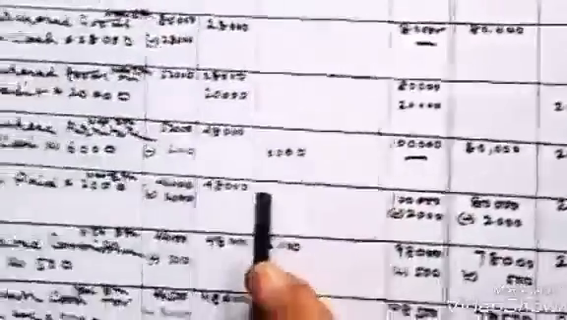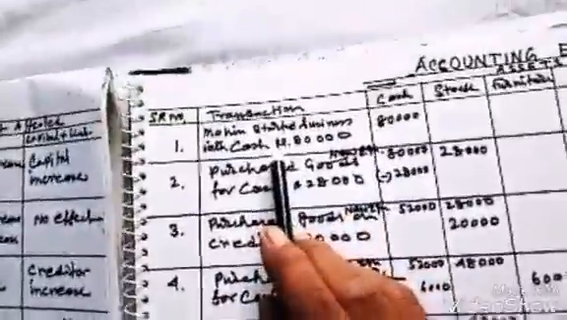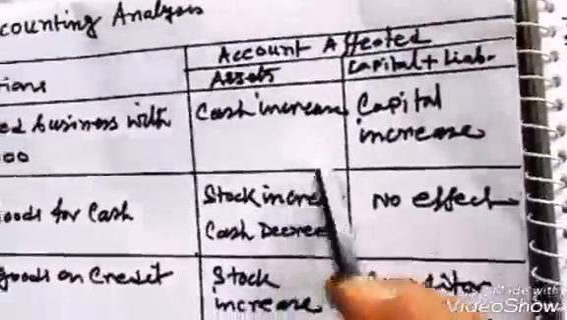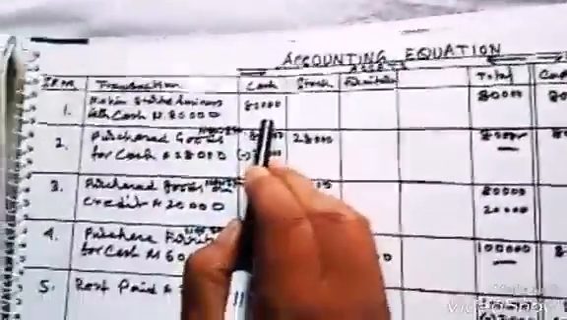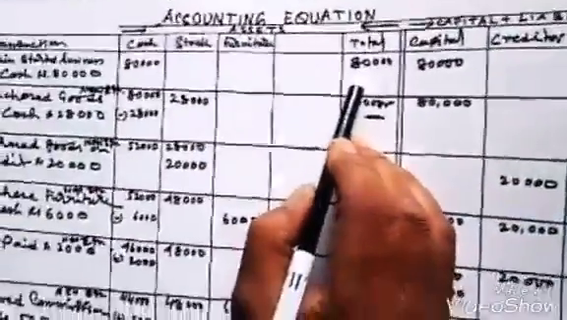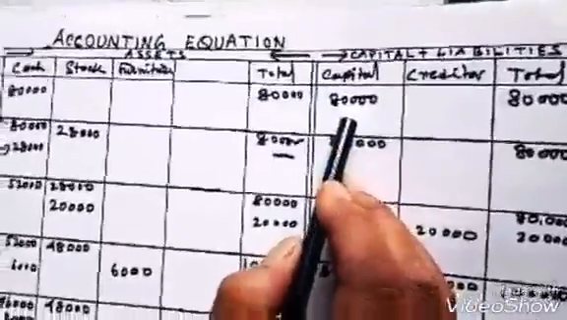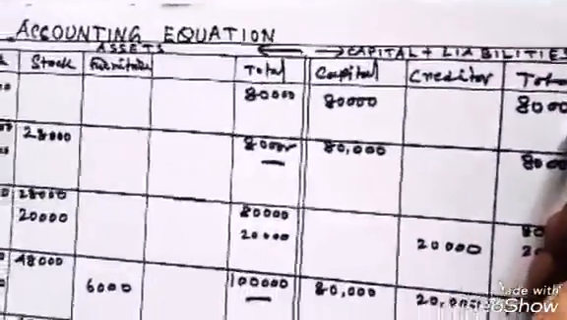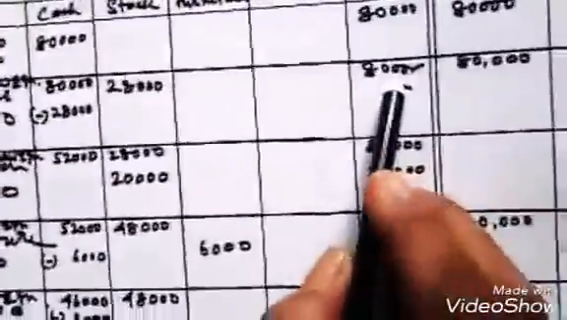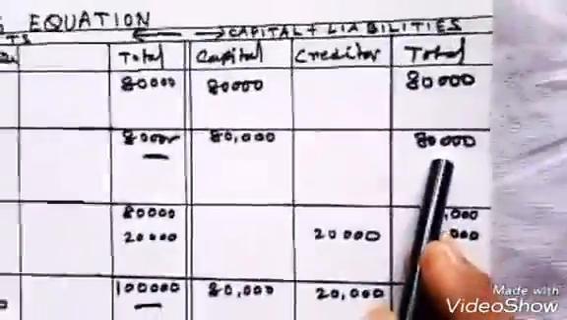Let us see the first transaction. Mohim started business with cash rupees 80,000. That in the accounting analysis we have shown that it increases cash and increases capital. Come here. So the cash is 80,000 and total is also 80,000, and it increases capital 80,000, so the total is also 80,000. So the new equation is cash 80,000, total 80,000, capital 80,000, total 80,000.